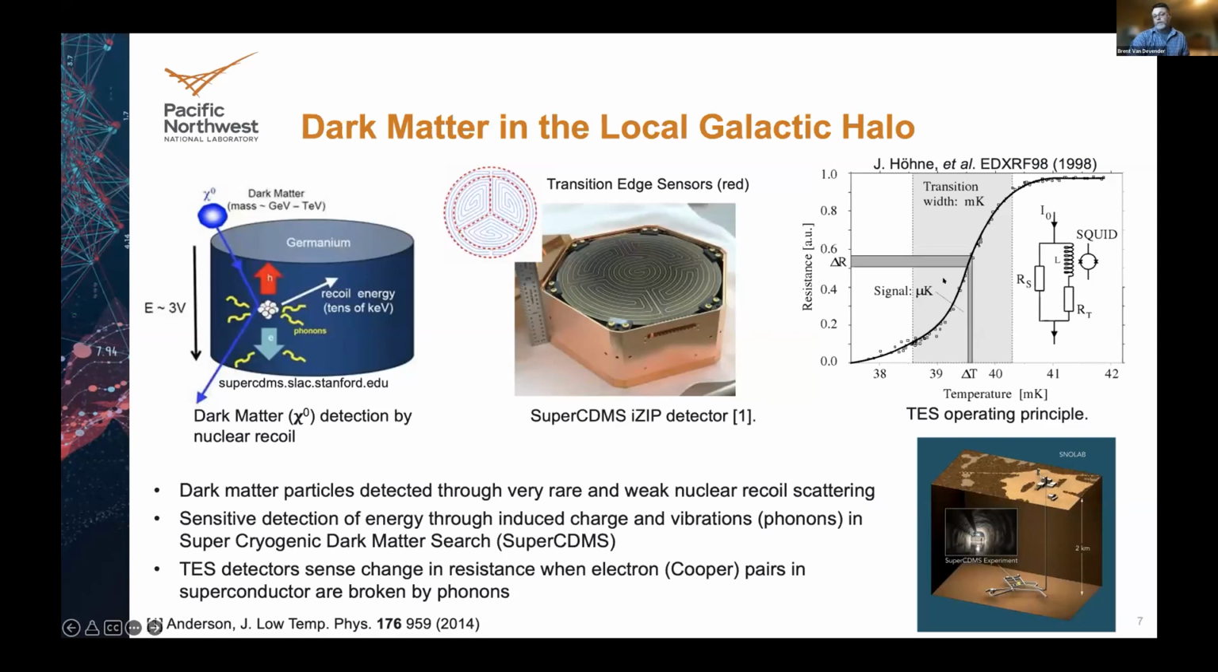The basic circuit is shown on the right. You operate the superconductor right at the temperature where it transitions between normal metal and superconductor. There's a very steep rise in resistance. So a small change in temperature on the x-axis results in a large change in resistance on the y-axis, and you can sense that with a type of amplifier called a SQUID, a superconducting quantum interference device. Like nEXO, SuperCDMS is also deep underground in the laboratory complex in Sudbury, Ontario.